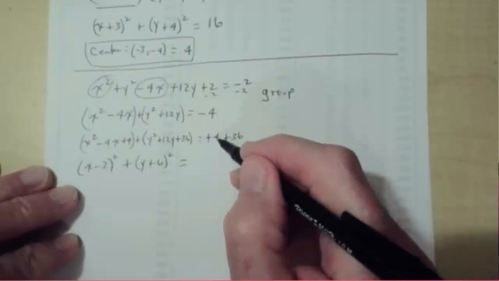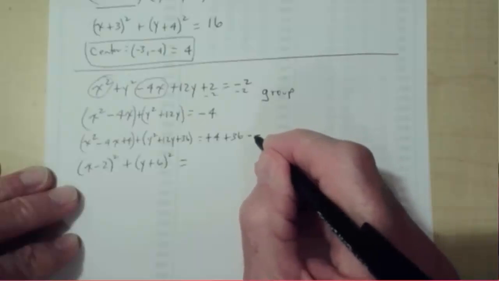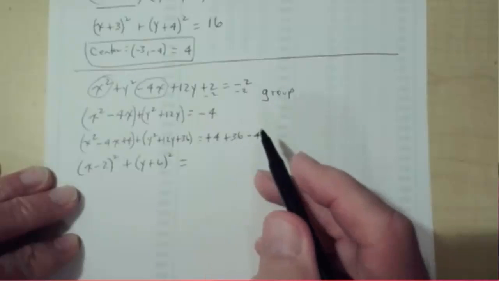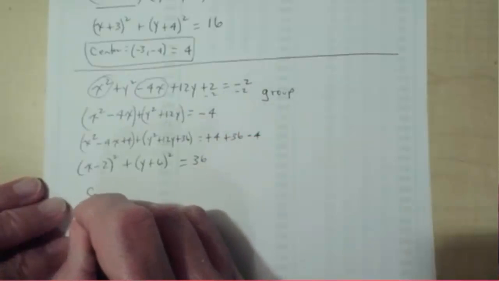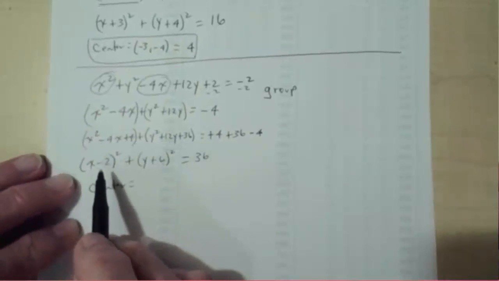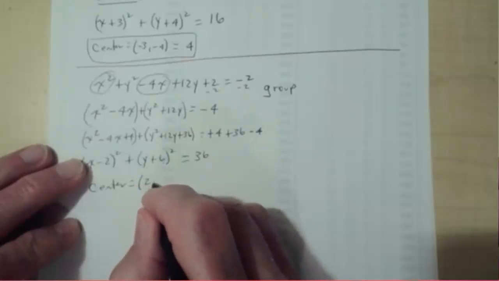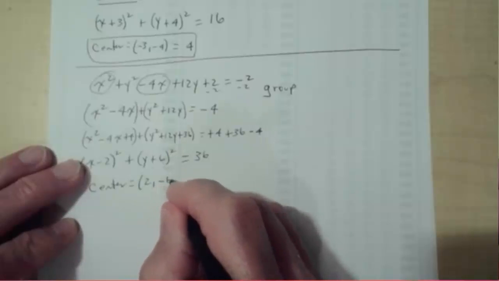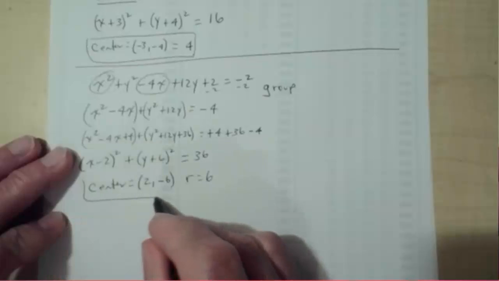Negative 4 plus 4 is 0, plus 36 is 36. So the center of our circle is negative h, negative k: a negative 2 is a positive 2, and negative k, negative of a positive, is a negative 6, and the radius is 6.